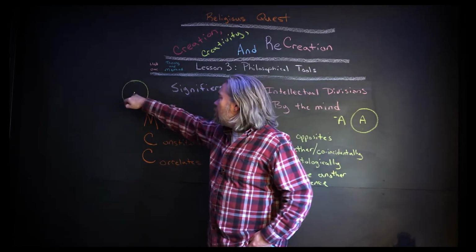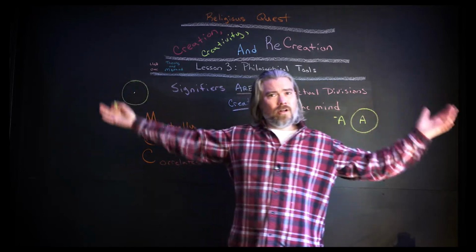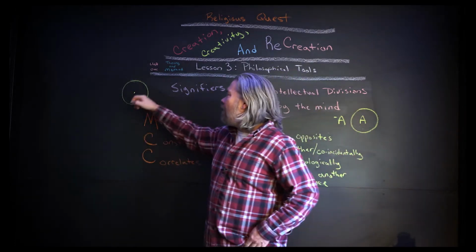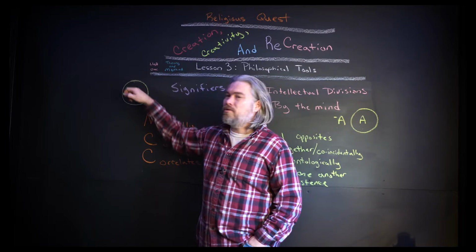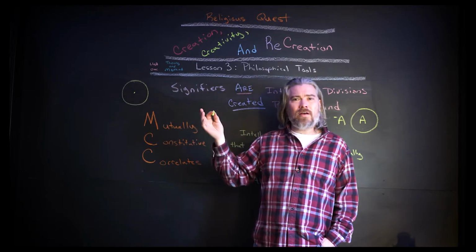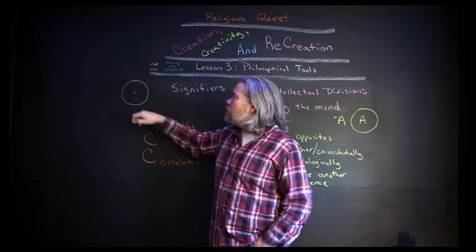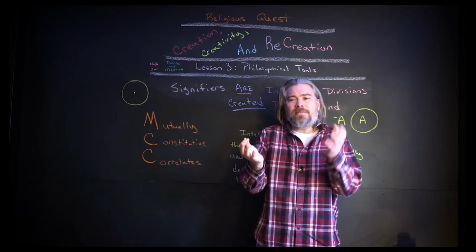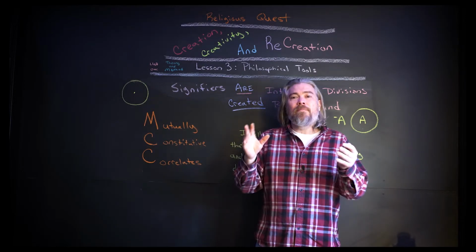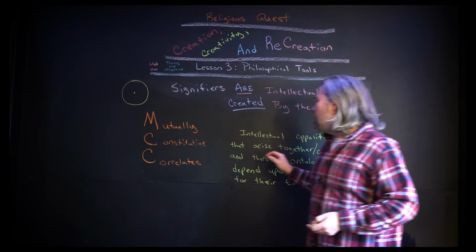But by definition, the center of the circle and the circumference of the circle are opposites, right? But you can't have one without the other. You can't have a circle unless there's both a center and a circumference. So even though center and circumference are opposites, they're mutually arising. You can't have one without the other. They depend on one another for their existence.